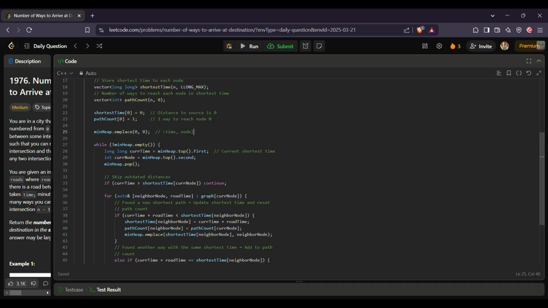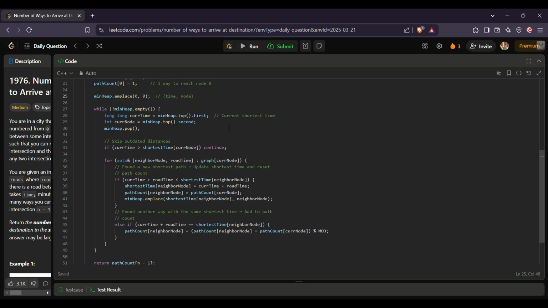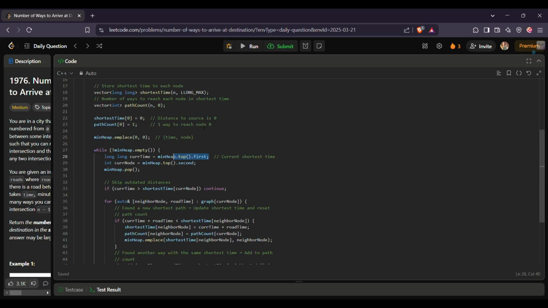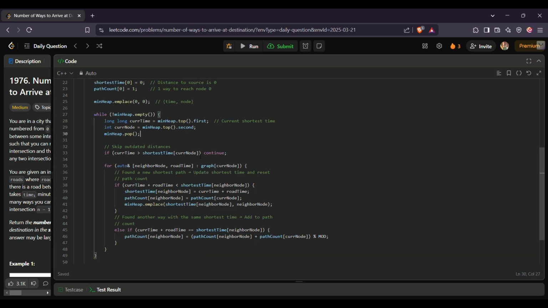That is time comma node, and we will loop until the minimum heap is empty, meaning we have checked every node. That's the main thing here. First we start with the current time, that is minimum heap dot top dot first. Here you can see the first element is time and the second is node, so we take the time first, then the node, and then we pop out the element.